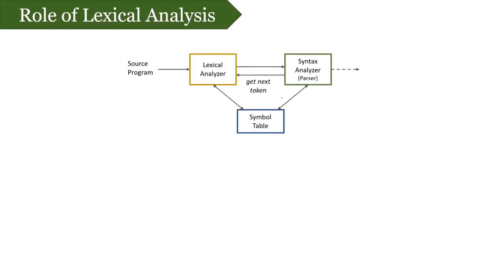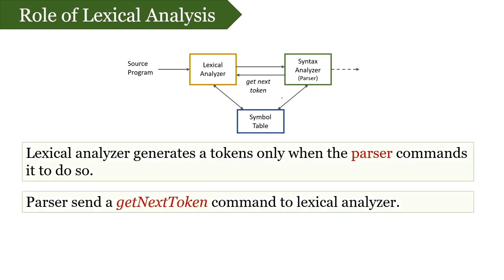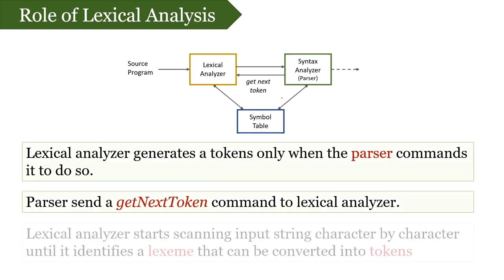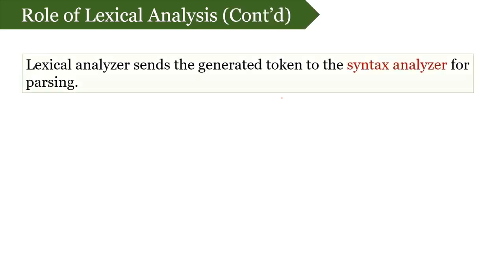Remember that the lexical analyzer generates a token only when the parser commands it to do so. The parser commands the lexical analyzer by sending the getNextToken command. As soon as the lexical analyzer receives the getNextToken command, it starts scanning the input string of the source program character by character until it recognizes a lexeme whose pattern can be converted into a token. These tokens are then forwarded to the syntax analyzer or parser.